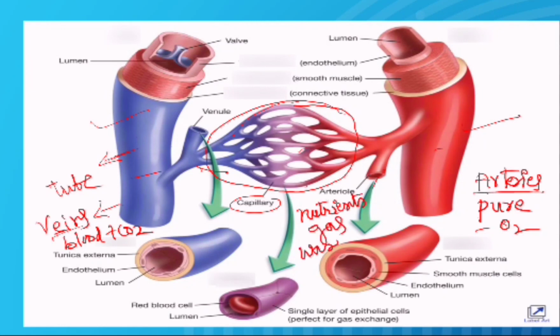and exchange of waste, all this occurs at this bed of capillaries which are present in each and every tissue or cell. So if you talk about capillaries, they have a single layer of cells that especially helps in exchange of the nutrients.